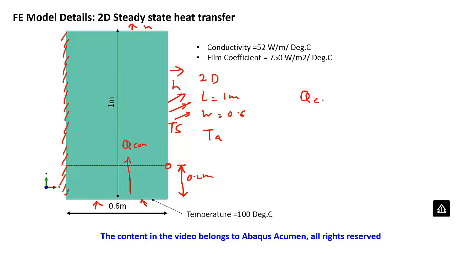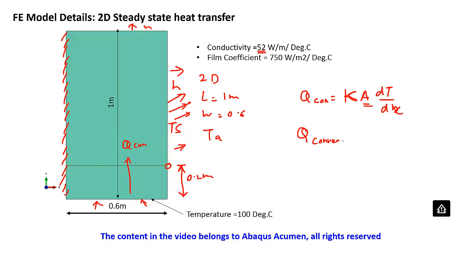So steady state conduction, Fourier law, is q = K A dT/dx. The area, the finite element modeling will calculate based on the geometric configuration. This will be the area perpendicular to the heat flux. K is the conductivity of the material, and we have already taken the conductivity of the material as 52. These are SI units.